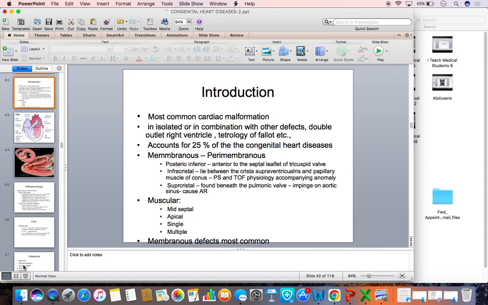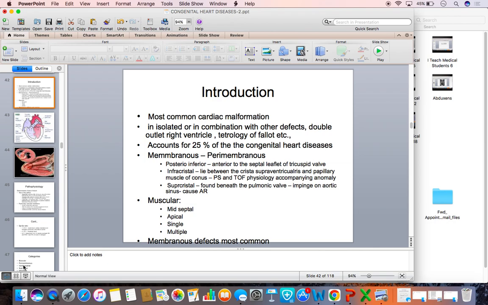Well, a few points about the introduction of VSD. It's the most common cardiac malformation, either in isolation or in combination with other defects like double outlet right ventricle or tetralogy of Fallot. It is a component of these complex anomalies. It accounts for about 25% of the total congenital heart diseases.